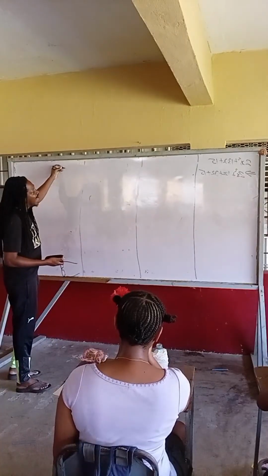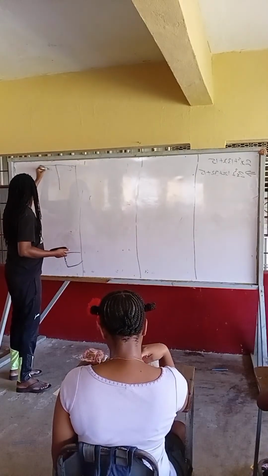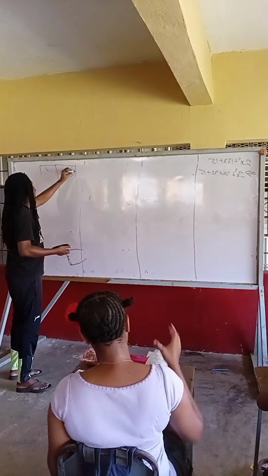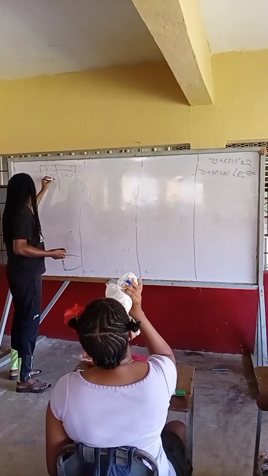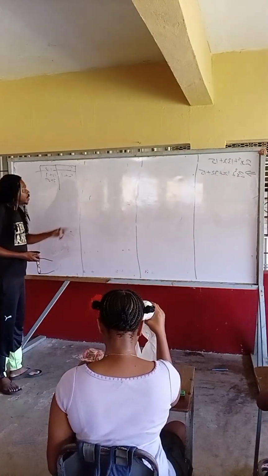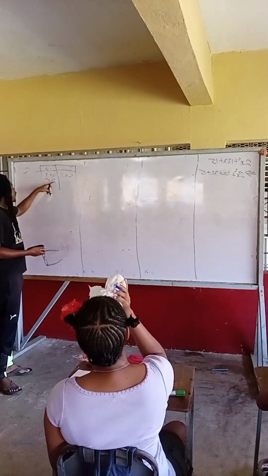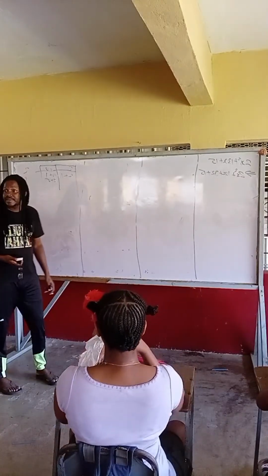What number is common? We have 2 and 10. What number is common? 2 is 2 times 1. 10 is 10 times 1. 10 is 2 times 5. We have 2 here and 2 here, and we have 1 and 1, so the highest common factor is 2. Everybody see that?